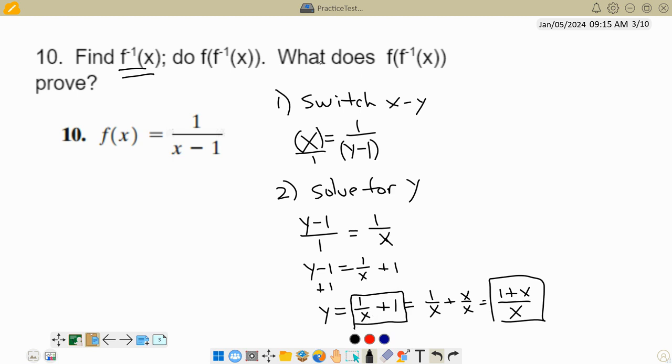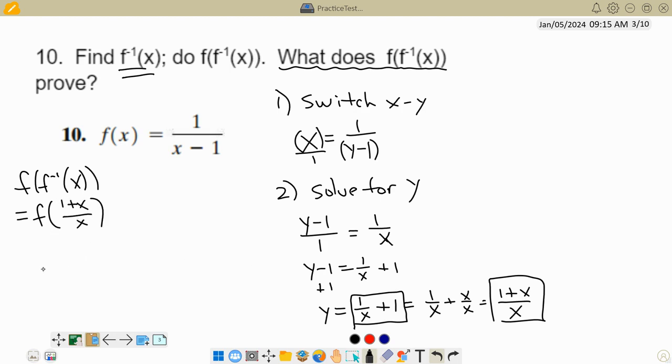Now, it does say, what does f of f inverse equal? Okay, so here we go. We're going to try that. F of f inverse of x. So if I go and I replace f inverse right here with what it is, 1 plus x over x, 1 plus x all over x.